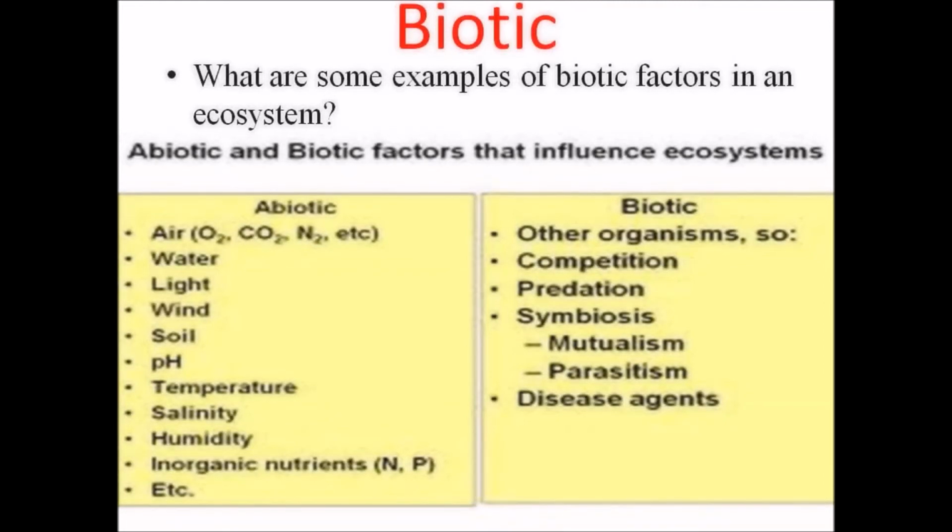What are some examples of biotic factors in an ecosystem? As we have already learned, it is the predation, competition, symbiosis, mutualism, parasitism and disease agents which get influenced by the abiotic factors.